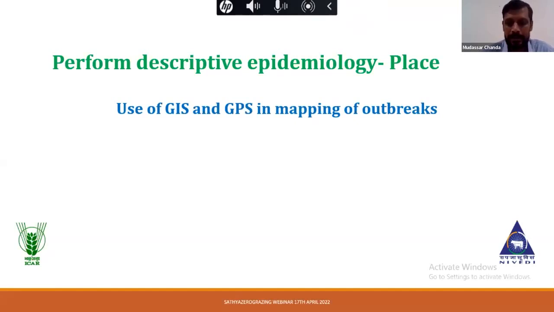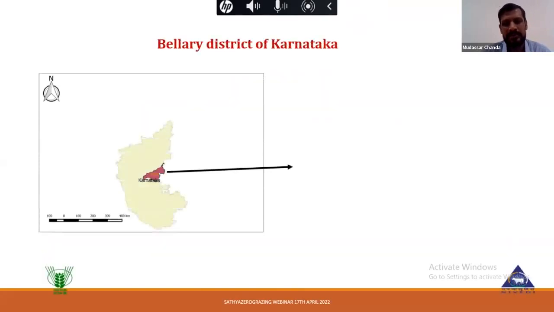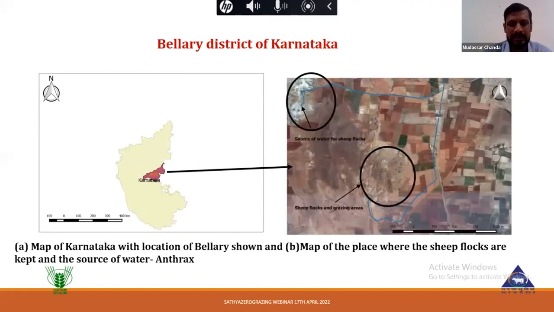But I'll take examples of how it will help in your outbreak investigations when you map your outbreaks. This is an example from Bellary district, which we investigated. There are some sheep flocks here, and this is a grazing area, and this is a source of water for the animals. This is a complete area which is far from the village. All the flocks are kept in this place. When you collect the data, we can map it out and see where it is happening and the distance between the flocks, and we can understand many things from that.